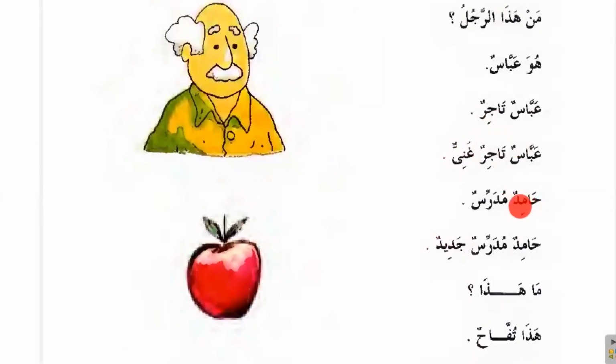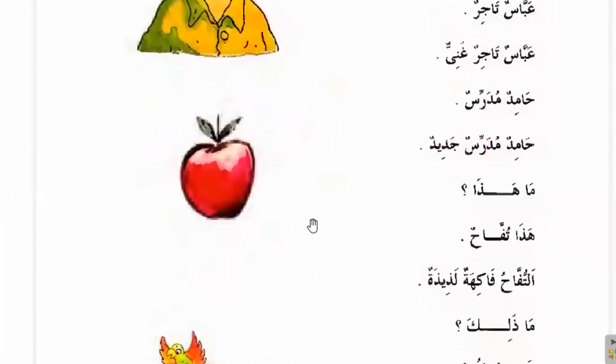So here, Hamidun mudarrisun. Hamid is a teacher. Hamidun mudarrisun jadidun. Hamid is a new teacher. So you can see tanween here, tanween here. There's no alif wa lam, no alif wa lam. Marfu'un, marfu'un. It follows all the rules. Okay. It must.